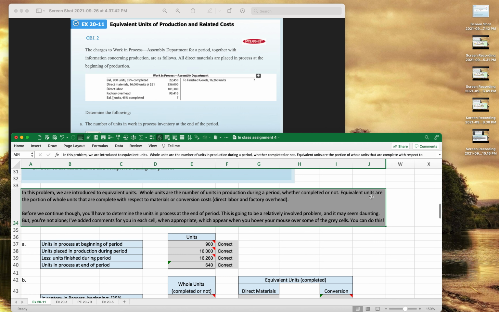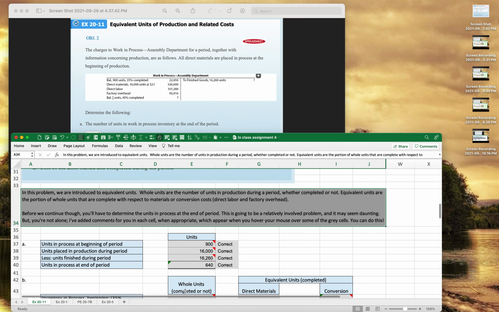Equivalent units are the portion of whole units that are complete with respect to either material or conversion costs. Conversion costs are simply direct labor and factory overhead put together. In other words, raw material isn't going to convert itself to a final product. You'd have to apply direct labor and factory overhead. And the reason we're doing all of this is because the direct material and conversion costs are applied at different times. That's why we need this method of segregating.